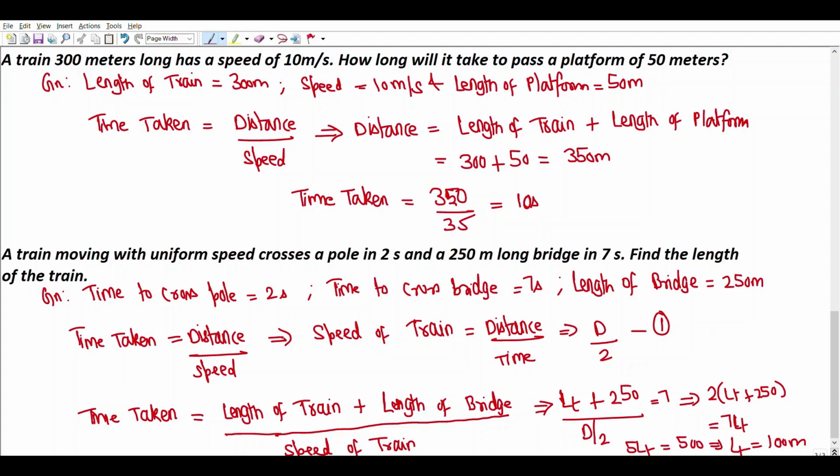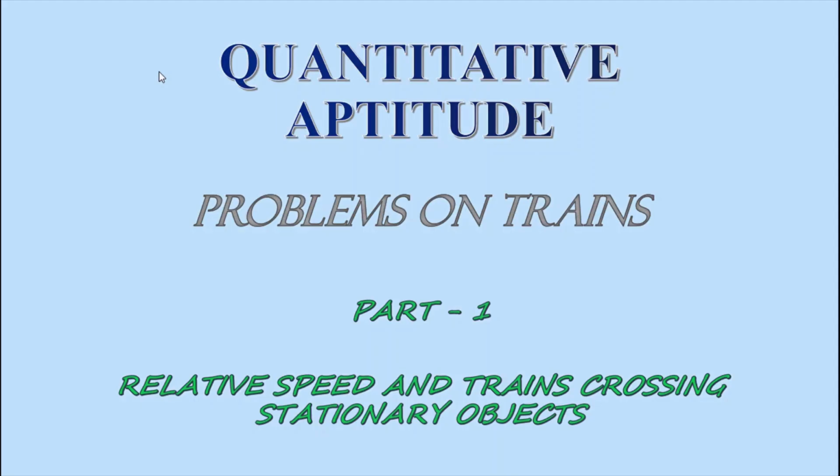The only point which we need to be aware of is whenever a train crosses a stationary object whose length is substantial, then the length of that object should also be included while calculating the distance traveled by the train. Through this video, we had learned the definition of relative speed, how the speed varies depending upon the direction of the objects. We also learned how to calculate the time taken, distance traveled, or the speed whenever the trains cross stationary objects. I insist all the listeners to practice solving more and more problems to increase their confidence.